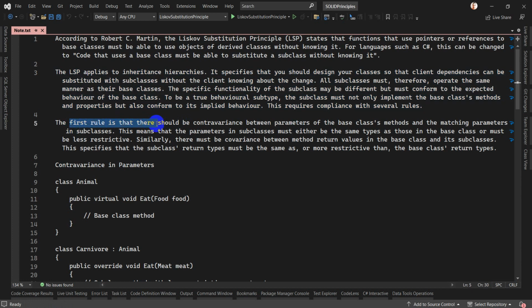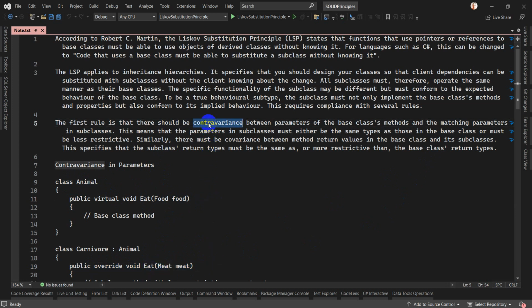So the first rule is that there should be contravariance between parameters of the base class's methods. In this example, we've got a base class, Animal, right? So contravariance between the parameters of the base class's methods, for example the eat method in the base class, with what? With the matching parameters in the subclasses. So the first part of the first rule says that between the parameters of the methods of the base class and the parameters of the corresponding, or matching, methods of subclasses, there should be a contravariance relationship.